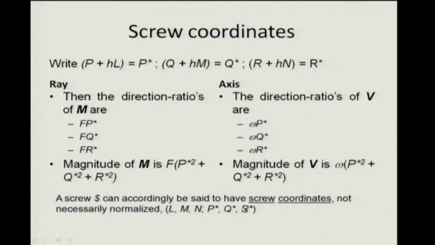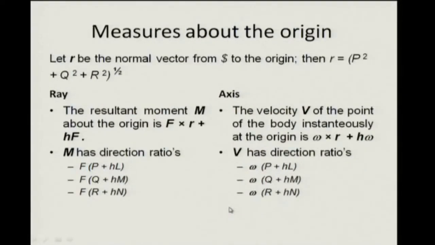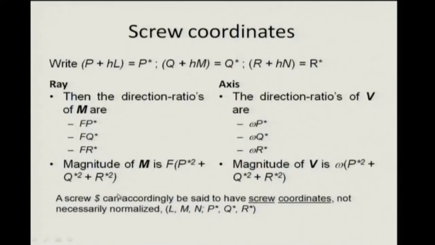Now, you will notice that if you dot L, M and N with P, Q and R, you will not get 0, because they are modified by the H terms. It is not fully perpendicular, orthogonal. So, this P star, Q star, R star has a component HL, HM, HN, which are along the same direction.